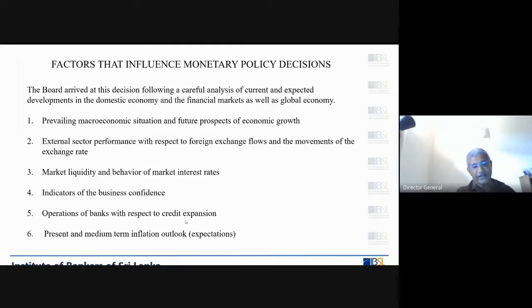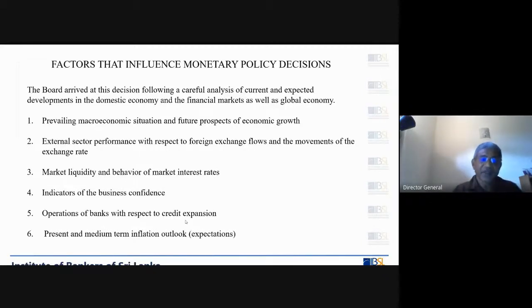The central bank looks at both the headline inflation rate as well as the core inflation rate. They look at the past, what has been happening to inflation, what is happening as at now, what is likely to happen in the future. They look at all those things.